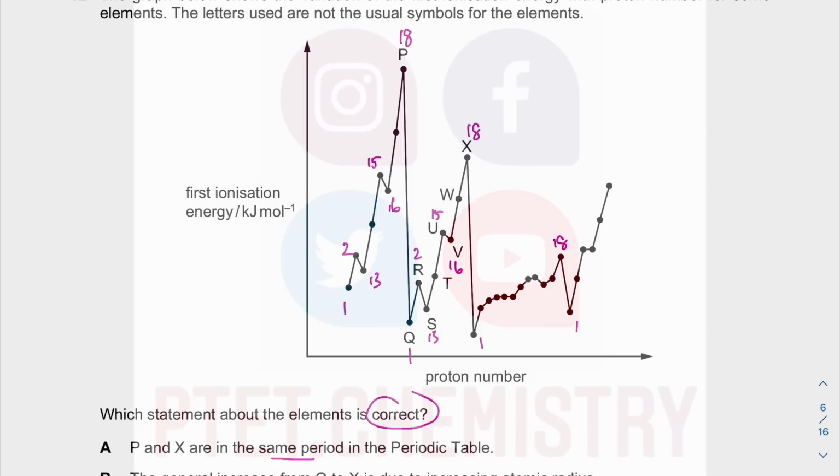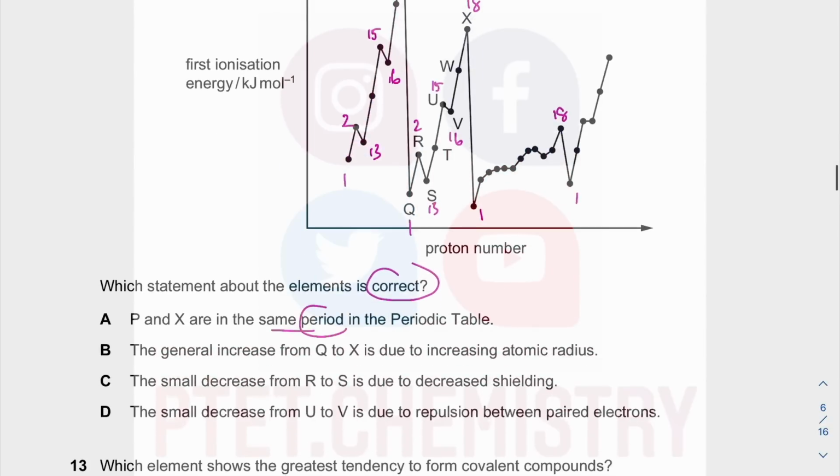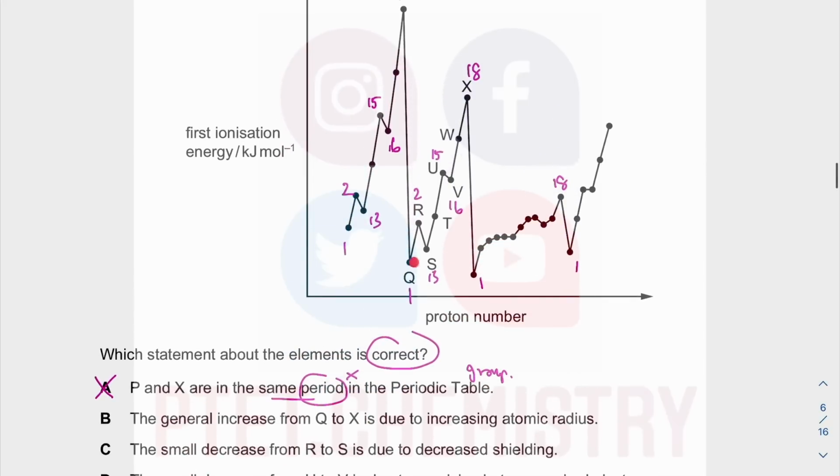This is below this. This is further away from the nucleus. It's got one additional shell. So period is wrong there. It should be, they are in the same group, they are noble gases. General increase from Q to X is due to increasing atomic radius.